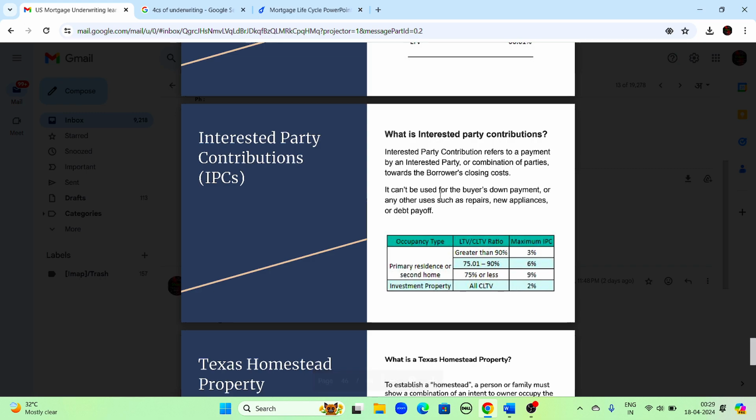What is interested party contribution? It refers to a payment by an interested party or combination of parties towards borrower's closing cost.